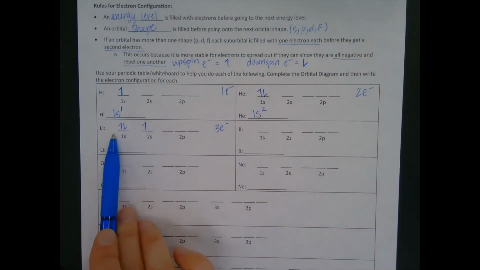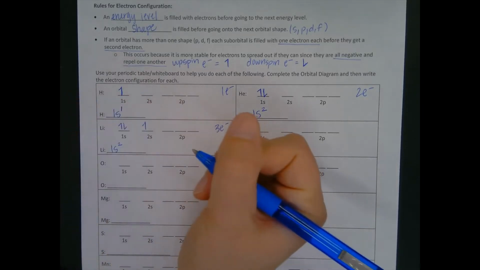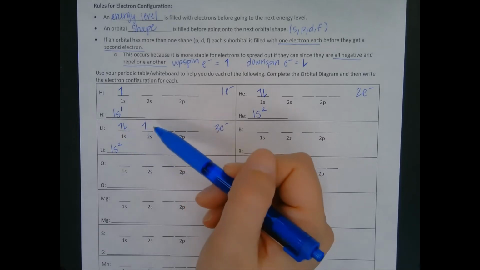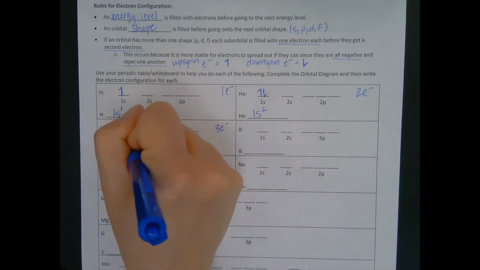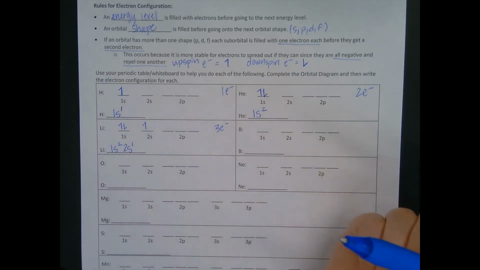Okay, so this is a map. If I turn this into an address, I would say 1s2, meaning my first energy level S orbital is full with 2, and then 2s1, because now my second energy level S orbital has 1 in it. It's almost like an apartment building and you're telling me how many people live on each floor in each apartment of that apartment building.